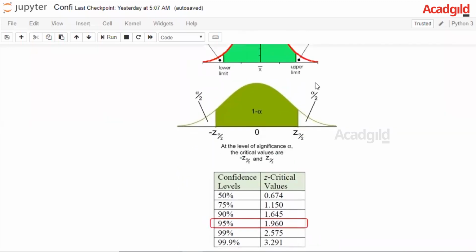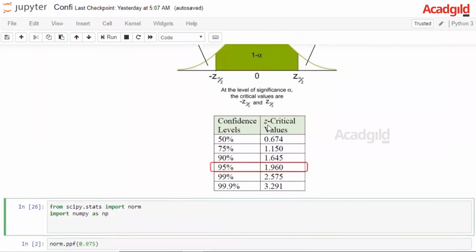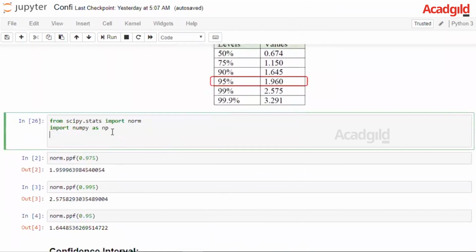This represents the critical values. For different confidence levels, we have different Z critical values. This can be found from the Z table chart, or we can also use the Jupyter notebook to find this out. Let us see how.